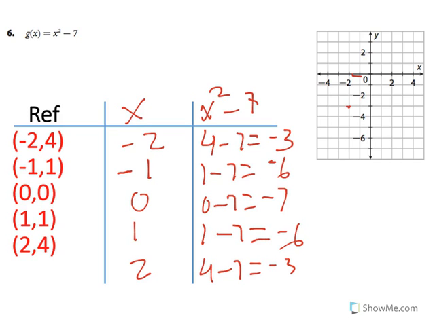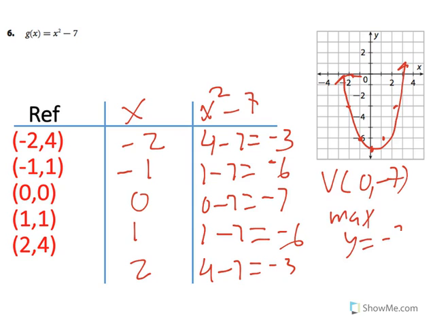negative 2 and negative 3 is this point. Negative 1, negative 6. And 0, negative 7. And 1, negative 6. And 2, negative 3. So then this is our graph. Okay, so then the vertex is 0, negative 7. So we have a maximum, y equal to negative 7, and our axis of symmetry, x equal to 0.